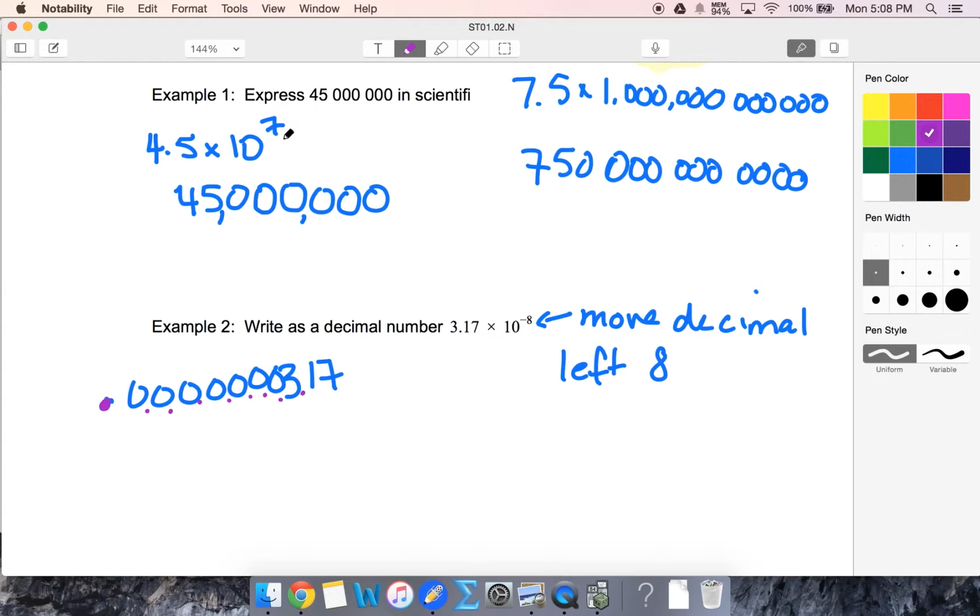Notice here I can think of it the opposite way. This is telling me move 7 spaces to the right because it's positive. So I started at 4.5, 1, 2, 3, 4, 5, 6, 7 places to the right when it's positive. So negative is telling me to the left, positive is telling me to the right. And those are your examples for scientific notation. Of course, we will practice this more in class, and I will see you there.